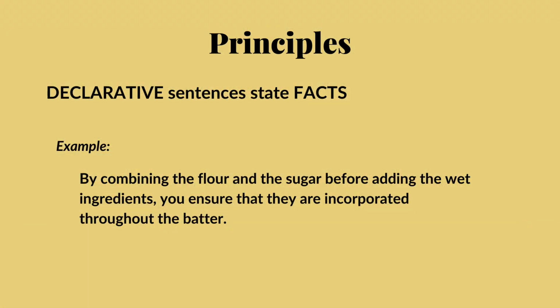The principles that underlie the rules are often stated as declarative sentences. By combining the flour and sugar together before adding the wet ingredients, you will ensure that they are incorporated throughout the batter. Always try to separate principles from rules. And even if you are reading a book that uses theoretical knowledge, you can derive the rules even if they're not stated as an imperative. Let's look at that example above again.